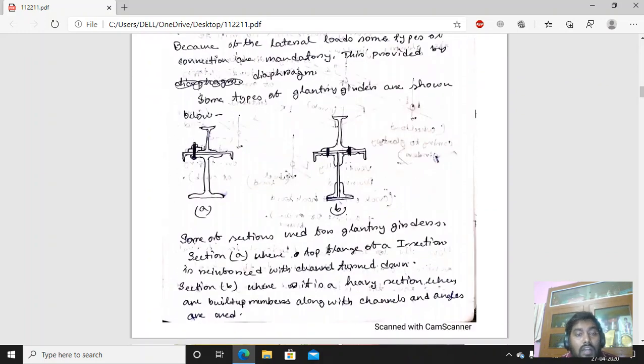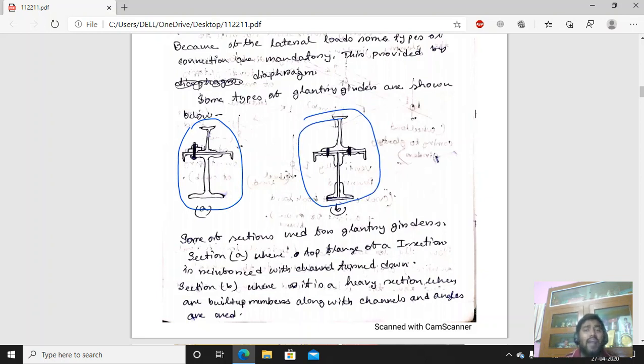Now, in general, these are some of the sections of the Glantry girder. You can see generally a Glantry girder consists of a channel section like that. In general, most of the Glantry girders that we will design are like that, a channel section and an I section. So it's a built up member, where two rolled members are connected together to make a built up member.